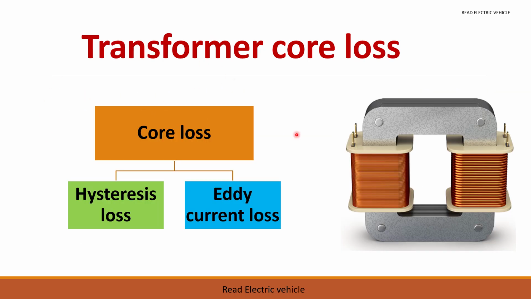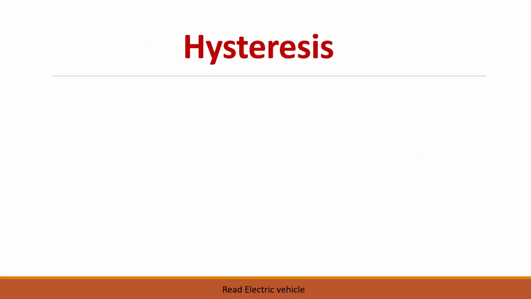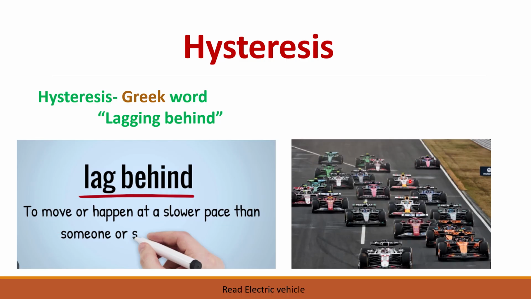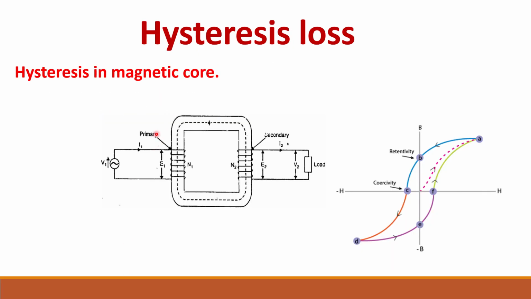There are two types of core loss, hysteresis loss and eddy current loss. First, we will see about the hysteresis. What do you mean by hysteresis? So hysteresis is a Greek word meaning lagging behind. It means that somebody is lagging behind, or you take a car race, we can say the other cars are lagging behind this car. Let us see what we mean by hysteresis in a magnetic core.